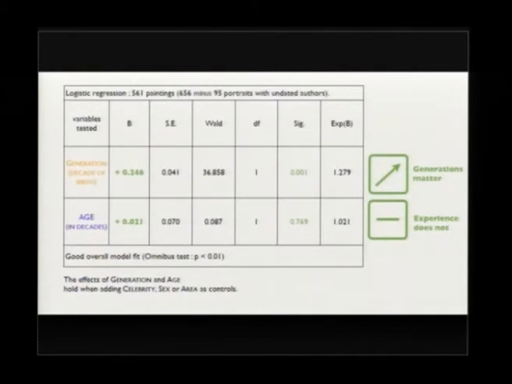And what we see is that there is a strong and significant effect of the painter's generation on the probability of the painting being a direct gaze portrait, and no effect at all of the painter's age. So generations matter, but experience does not seem to.